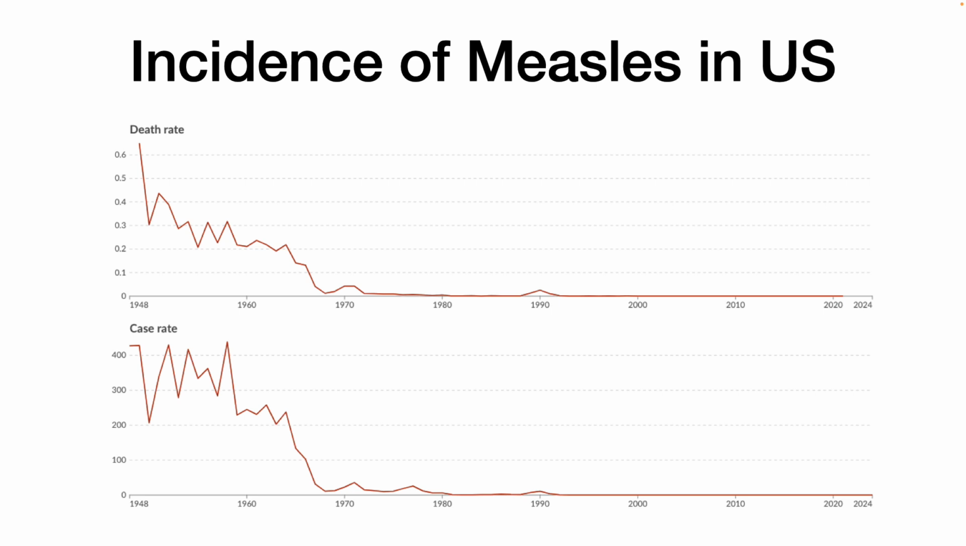The development of a vaccine in the 1960s caused a precipitous decrease in cases, as you can see on this chart, and the CDC declared measles eliminated from the U.S. in 2000. Unfortunately, measles is making a comeback.